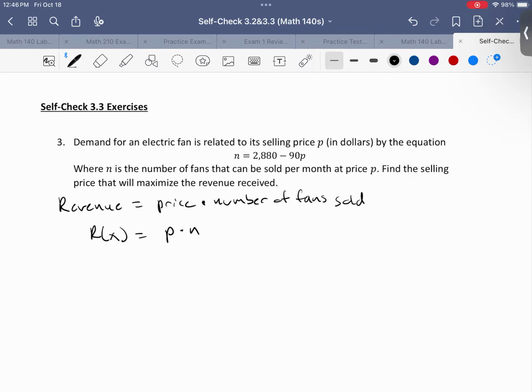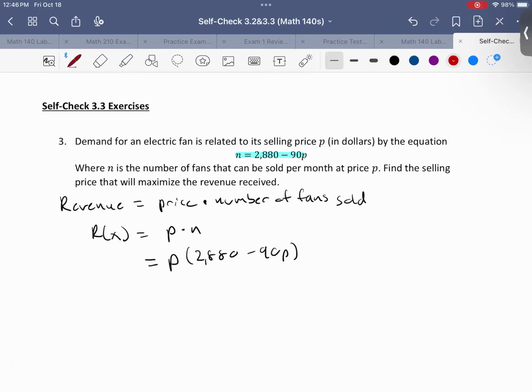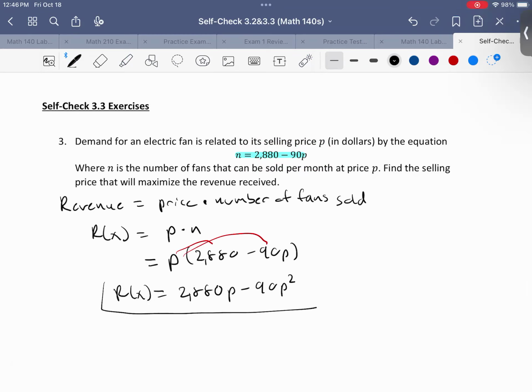We don't really know the price yet of the fans we're setting, but what we do know is the number of fans that can be sold with this equation here. So what we can do is plug in that N equation, our number of fans sold, into this equation here. Okay, so that is our revenue function. Let's go ahead and distribute in that P just to clean up this function. So I'll have 2,880P minus 90P squared. And that is my revenue function.